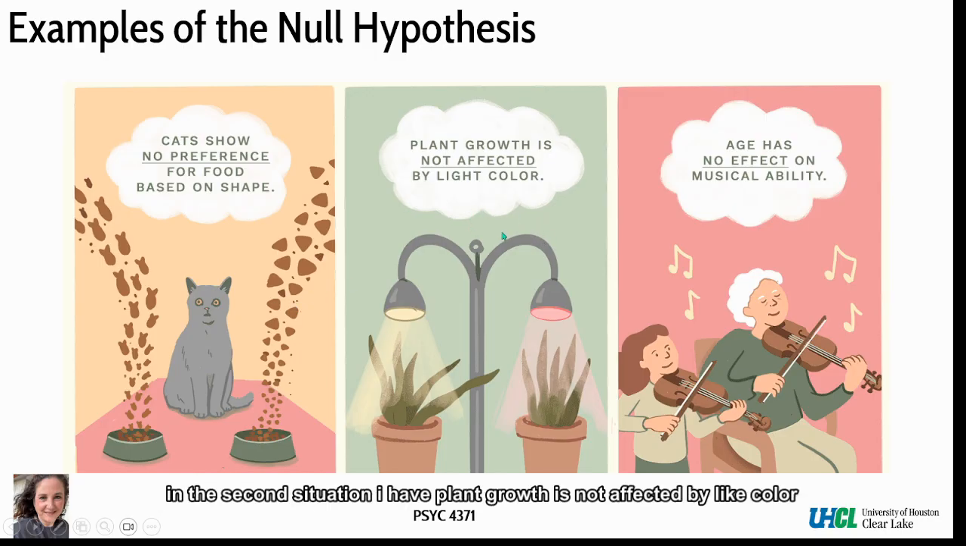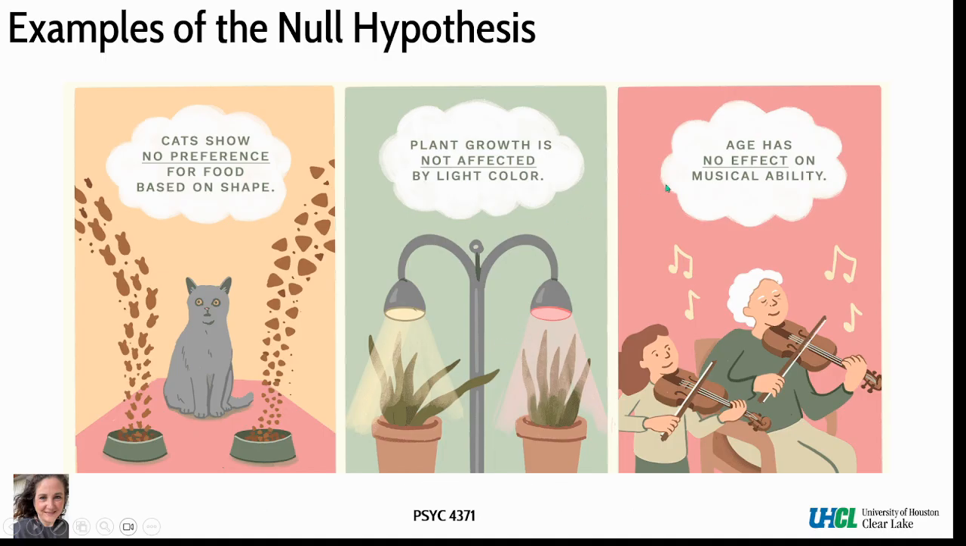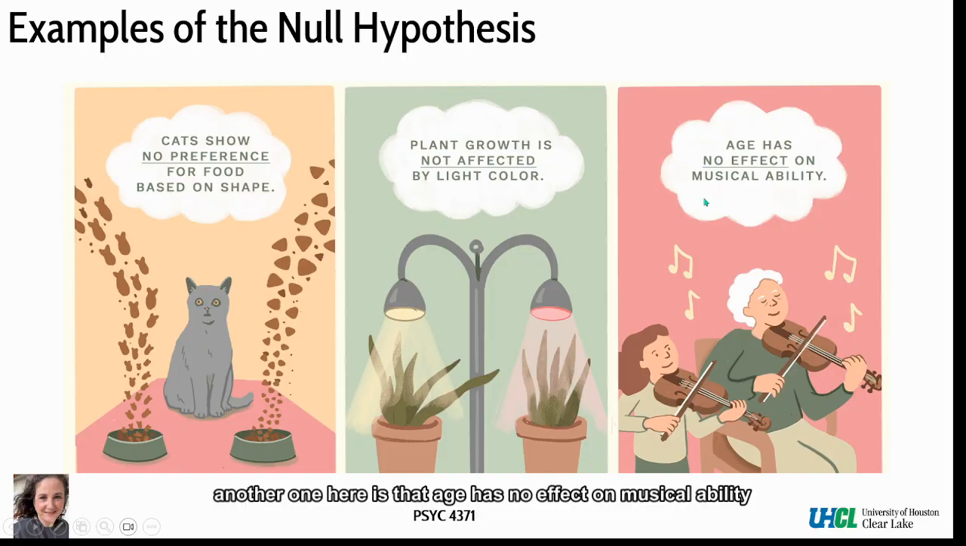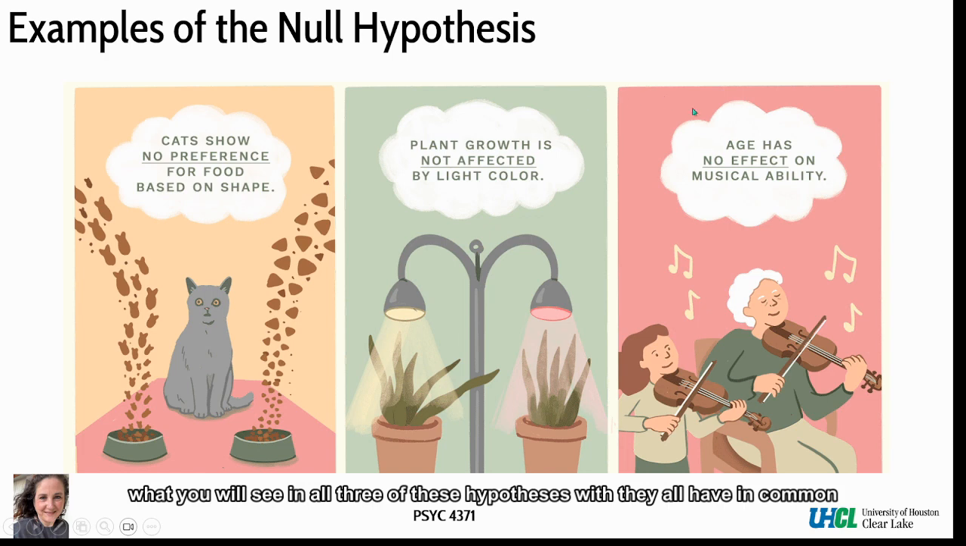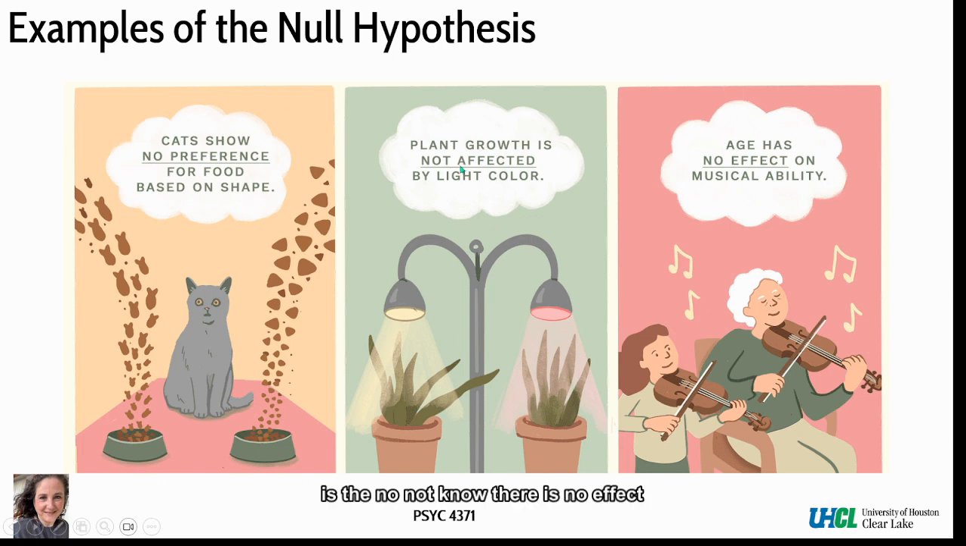In the second situation, plant growth is not affected by light color. The supposition here is that it doesn't matter what color the lights are. If you put a plant underneath it, it's going to grow. And the third one is that age has no effect on musical ability. What all three of these hypotheses have in common is the no, not, no. There is no effect. The plants are not affected. The cats show no preference.